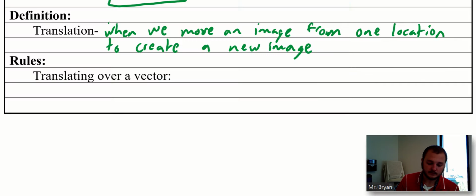Okay? And so the good news with that is that means our rule for translations, let me get the notes pulled back up here, is pretty straightforward. Okay, so I want you to write this rule down with me here. This is going to be translating over a vector. And I'll have you write this beneath as well. In general, you're going to get a vector.